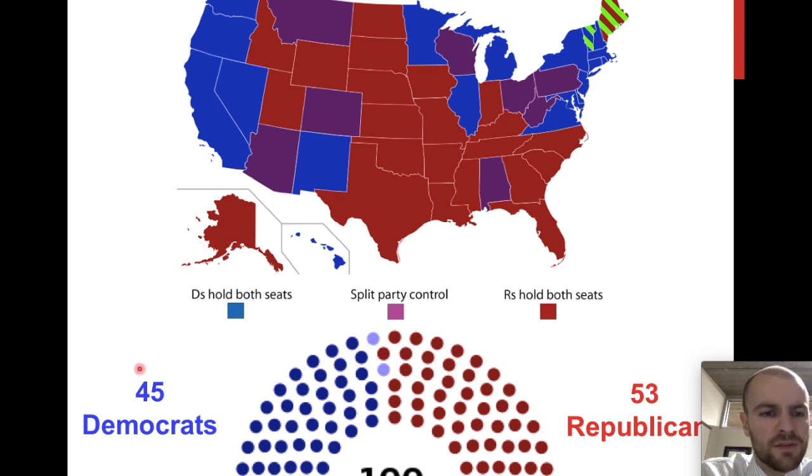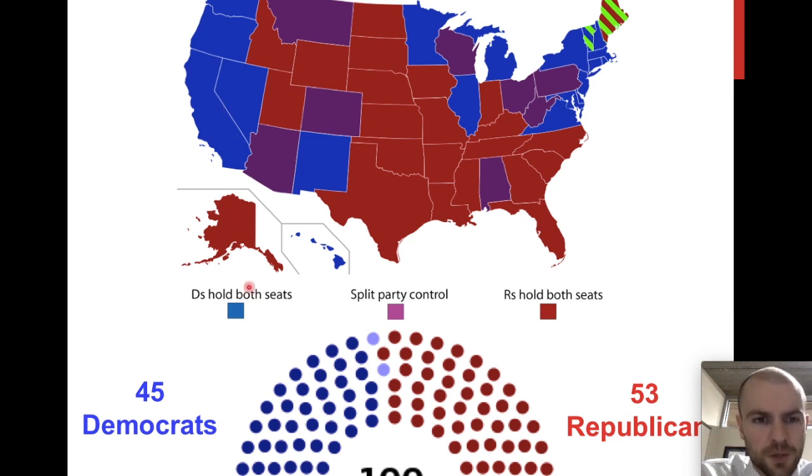Over here, we have the Senate makeup. Currently, the Republicans control the Senate. Well, there's 100 members of the Senate, 2 per state. You have 53 Republicans in the Senate, and then you have 45 Democrats in the Senate. All of these red states, by the way, red is the color that's associated with the Republican Party, that is Donald Trump's party. Blue is the color that is associated with the Democratic Party, that is Barack Obama's party.